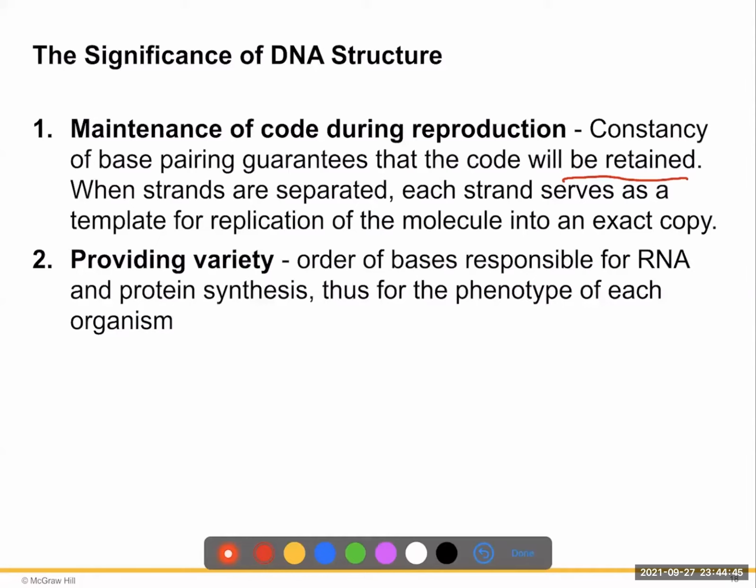Okay. The order of the bases is responsible for RNA and protein synthesis for each phenotype of the organism. So the DNA order determines the RNA that is made. The RNA goes in the cytoplasm and determines the proteins that are made. These proteins that are made determine the phenotype. The phenotype is the expression of the genetic information of the organism.